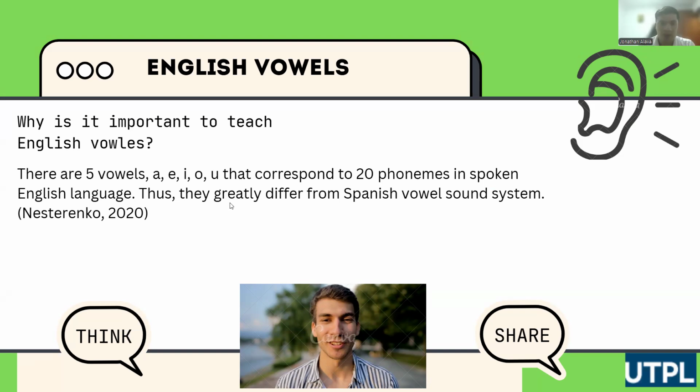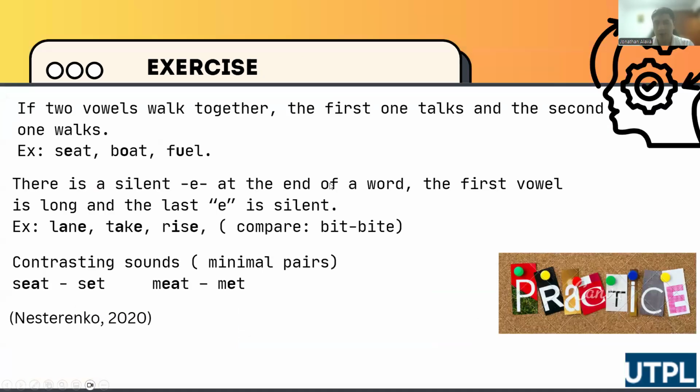According to Nesterenko in our guide, we found that there are five vowels, and they correspond to 20 phonemes in spoken English language, and therefore they significantly differ from the Spanish vowel sound system. Okay, for instance, there are three basic and important rules.